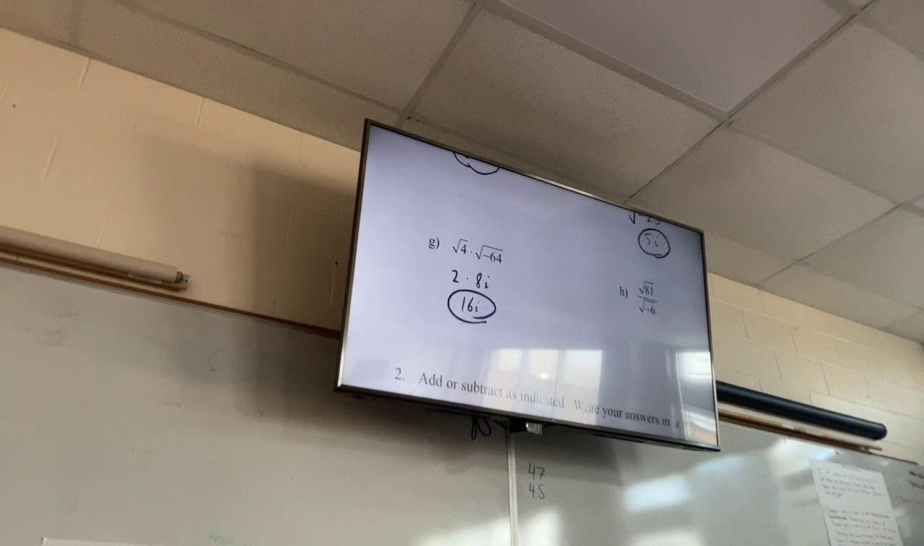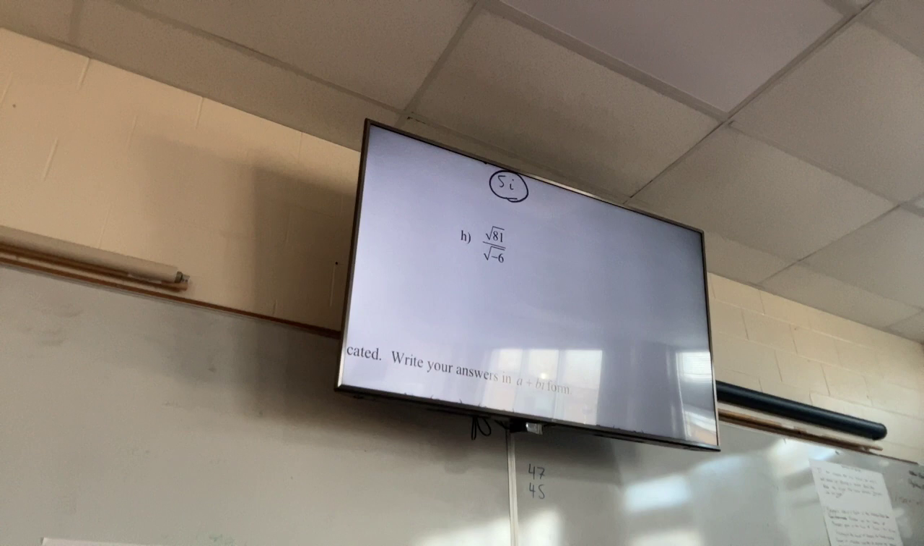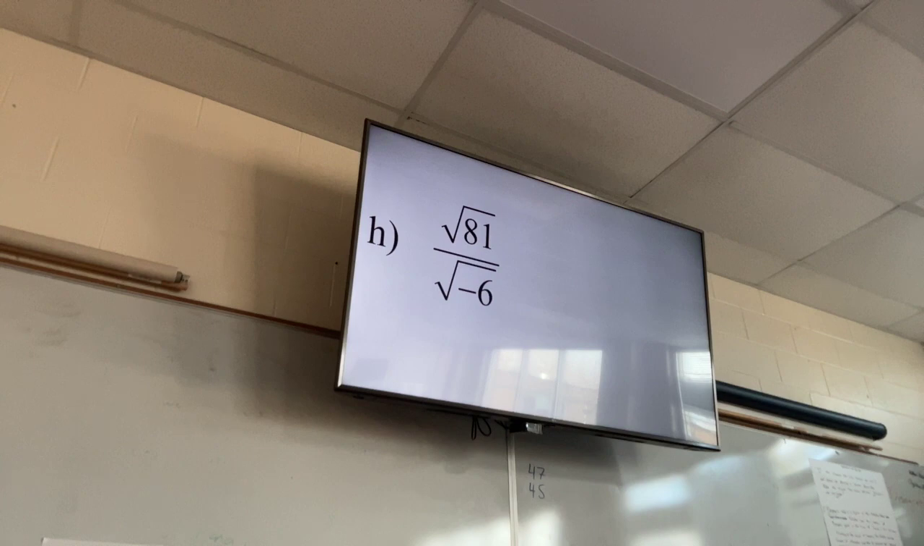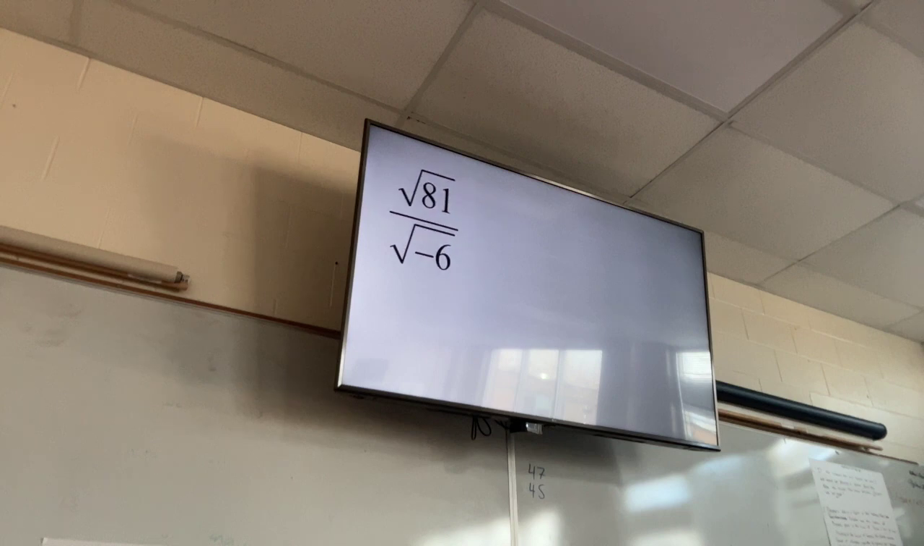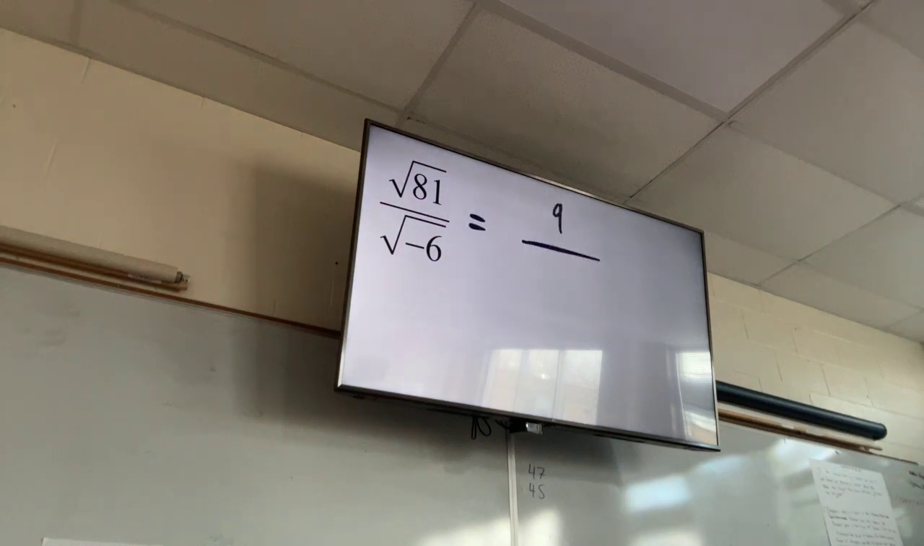I go into H. For this one, what did I do for this one? What should we do? What's the easiest way to do this one? Yeah, let's do the square root of each, okay? What's the square root of 81? 9. On the bottom, you're going to get what? You'll get root 6i, okay? Or i root 6.